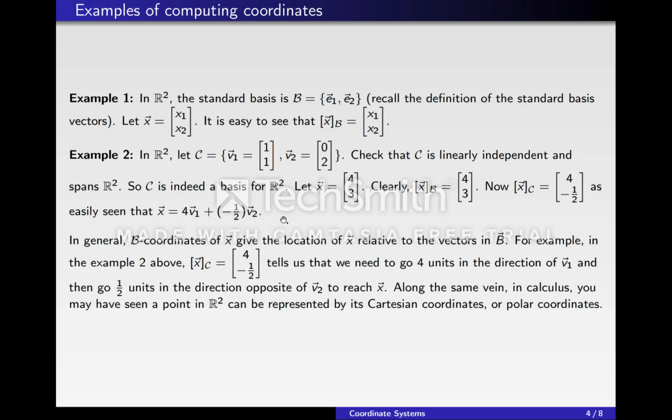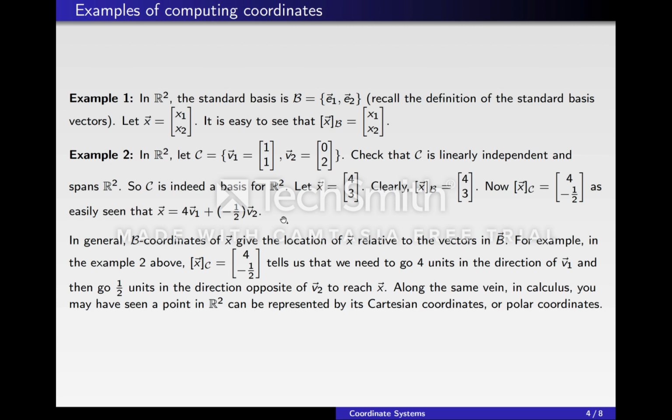Okay, so I'll leave it to you to check that this is indeed a basis. You have to show that C is linearly independent and it spans all of R2. We've done this sort of exercise many times before, so I'll leave it to you. So let's take x to be the vector (4, 3).